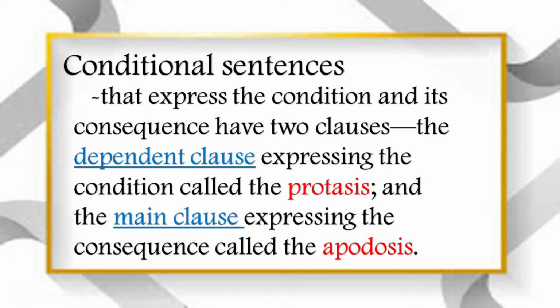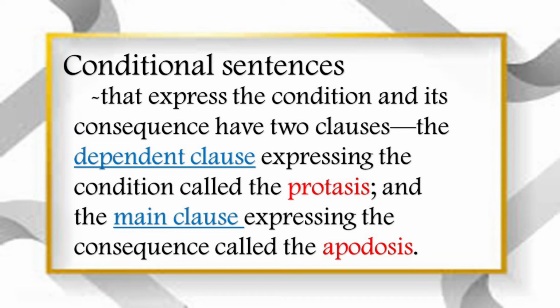Note that a full conditional sentence, one that expresses the condition as well as its consequences, therefore contains two clauses, which are the main clause and the dependent clause. The dependent clause expressing the condition is called the protasis, and the main clause expressing the consequence is called the apodosis.